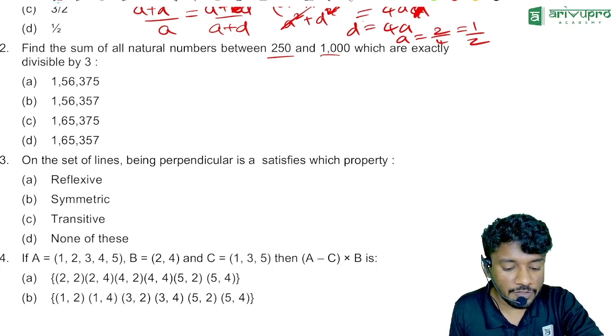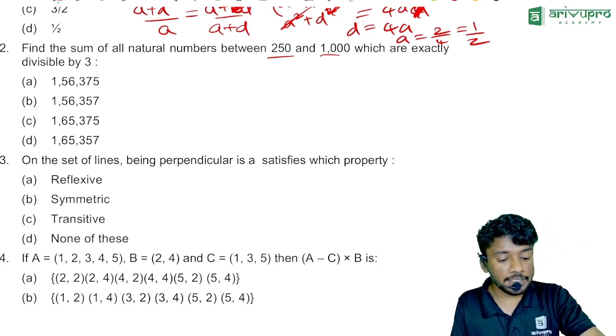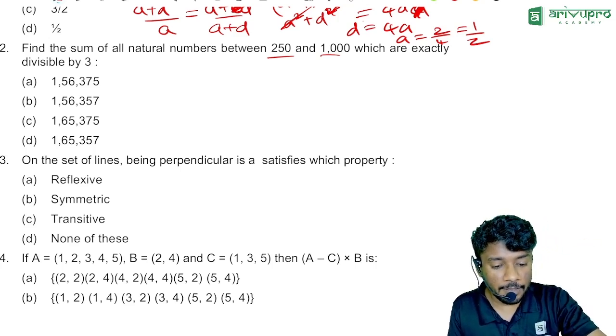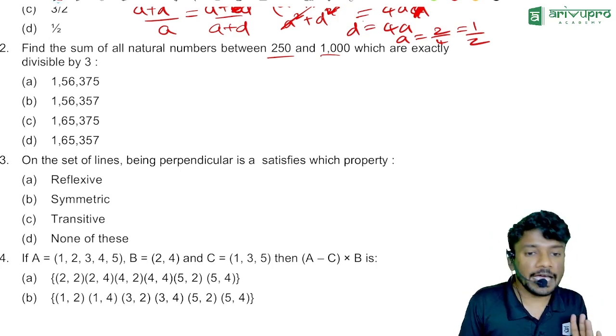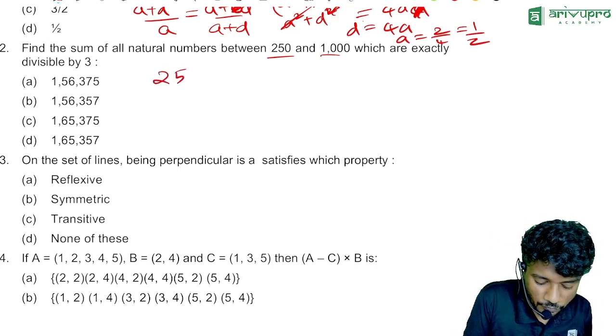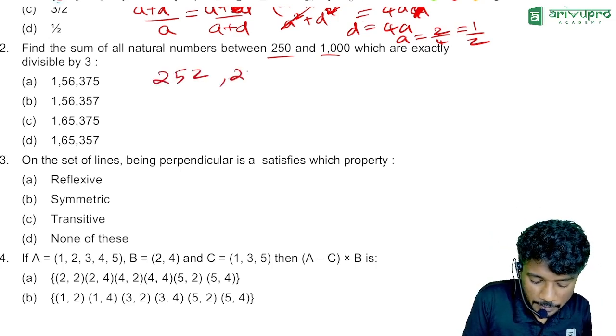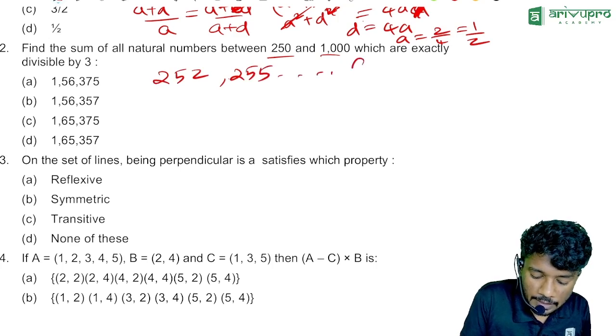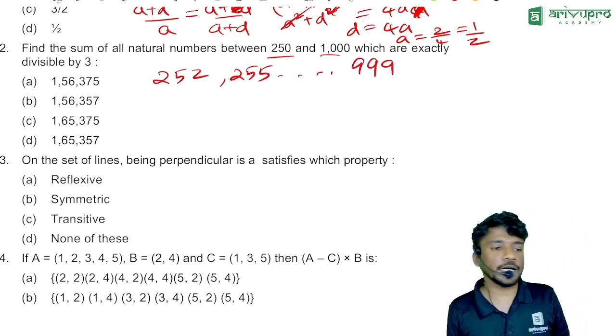Then type 251 divided by 3. Again you are getting a decimal. Then type 252 divided by 3. It is 84. That means the first term is 252, then the next term is 255, and so on up to 999. That everyone knows.